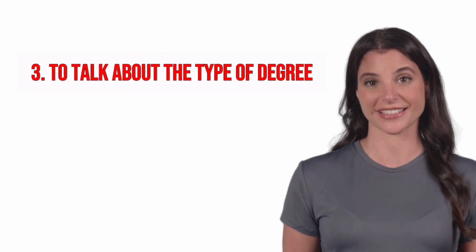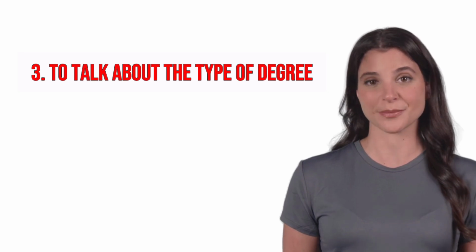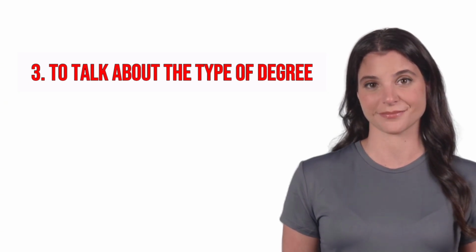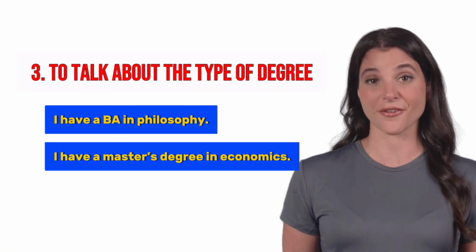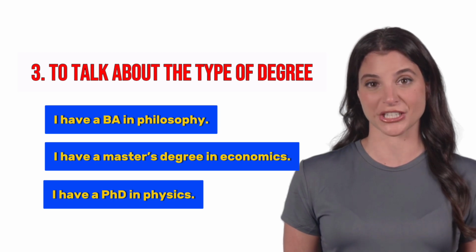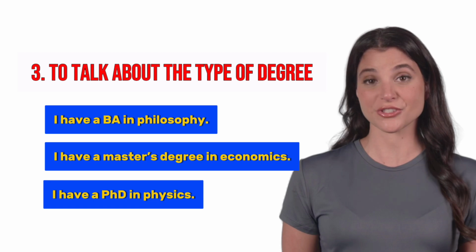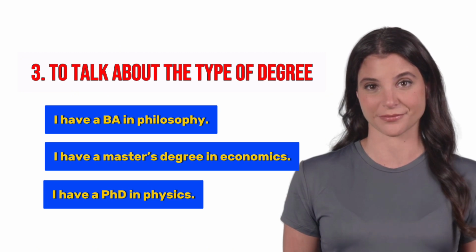Number 3. If you want to mention the type of degree, sometimes you want to explain the level or type of your degree. You can say, I have a BA in philosophy. I have a master's degree in economics. I have a PhD in physics. These structures help the listener understand what kind of diploma or certificate you received.